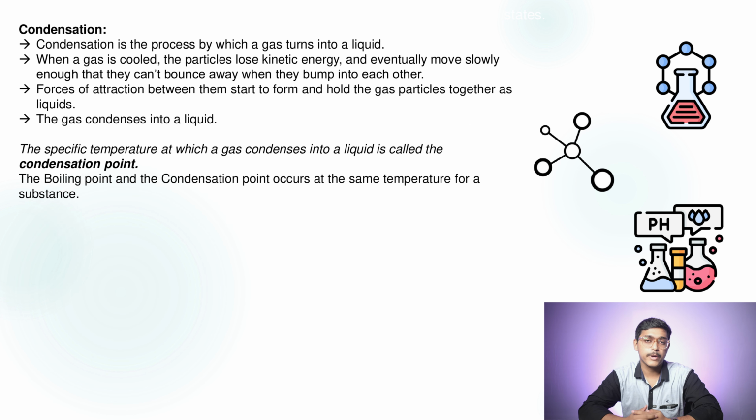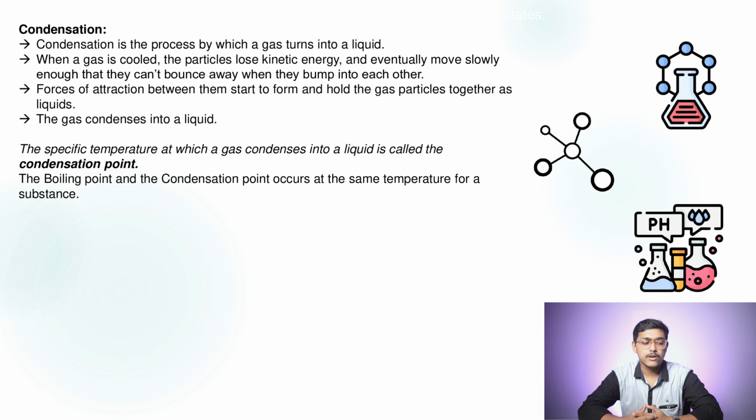Condensation is the process by which a gas turns into a liquid. When a gas is cooled, particles lose kinetic energy and eventually move slowly enough that they can bounce away when they bump into each other. The forces of attraction between them start to form and hold the gas particles together as liquids. The gas, therefore, condenses into a liquid. The specific temperature at which a gas condenses into a liquid is called the condensation point.